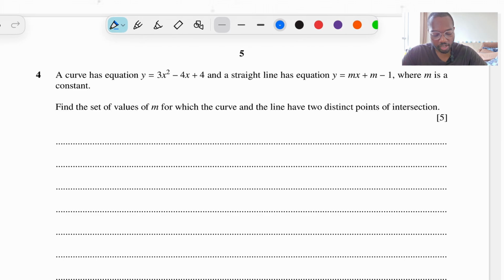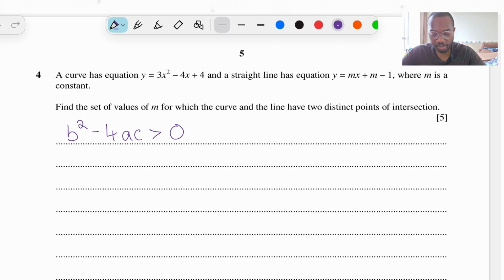So question 4, okay, we have this curve with equation y equals 3x squared minus 4x plus 4, and a straight line that has equation y equals mx plus m minus 1, where m is a constant, and we find the set of values of m for which the curve and the line have two distinct points of intersection, okay? So pretty much it's a discriminant question, and effectively we need to work out b squared minus 4ac, and when that is greater than 0, because that's when it'll have two distinct points of intersection.